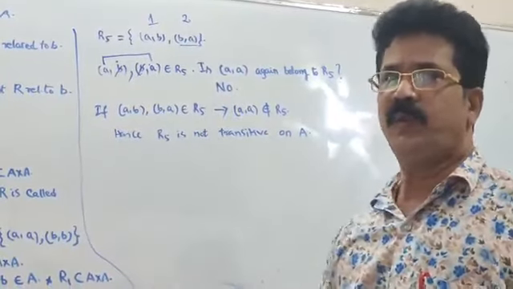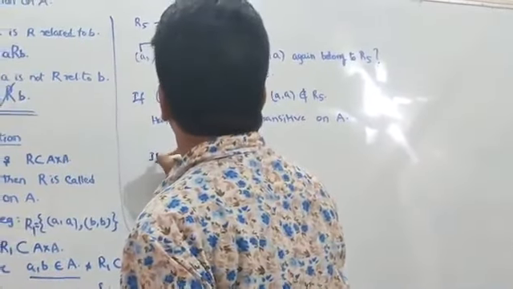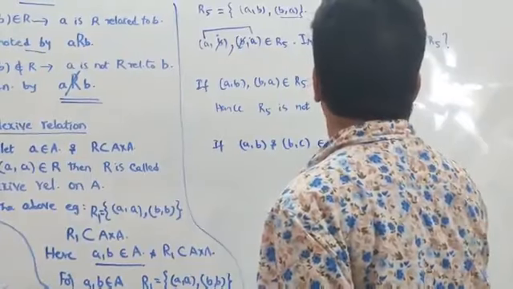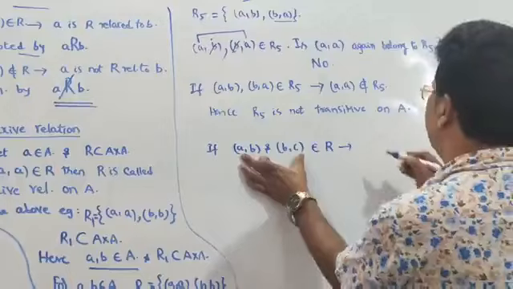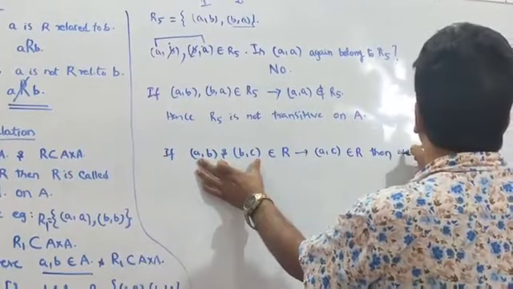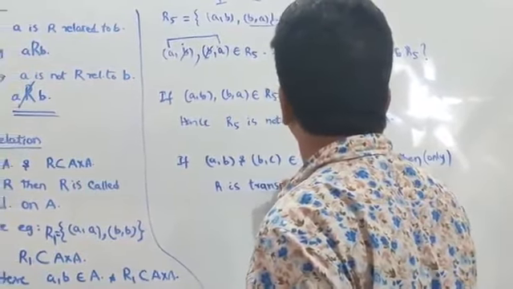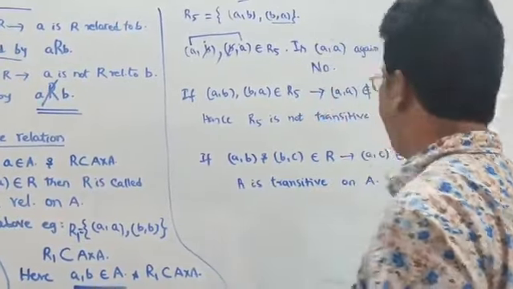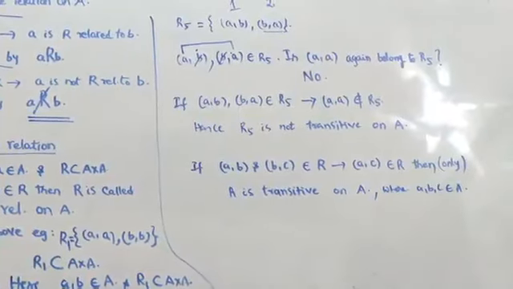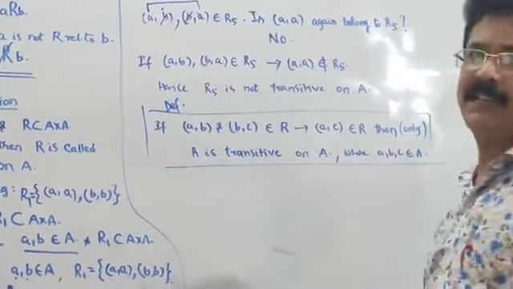Once again I wish to recall the definition of a transitive relation on capital A. What I said: if the ordered pairs A comma B and B comma C belong to capital R, then A comma C also belongs to capital R, then only capital R is transitive on capital A, where A, B, C belong to capital A. So this is the definition of a transitive relation on capital A.